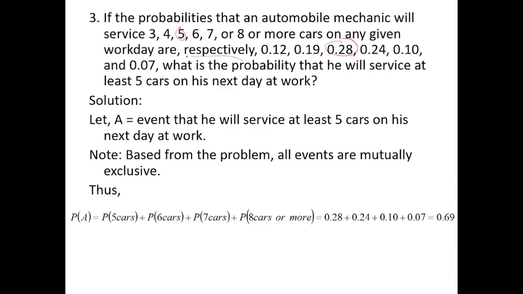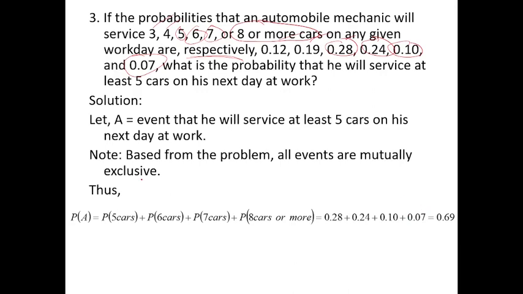Kasi from the word respectively, so ito yung para sa 3 cars, ito yung para sa 4 cars, so 0.12, 0.19. So yung para sa 5 cars, 0.28. Yung para sa 6 cars, 0.24. Para sa 7 cars, 0.10. Para sa 8 cars or more, yun na yung 0.07. Okay? I hope you get it. No? 8 or more cars, no?